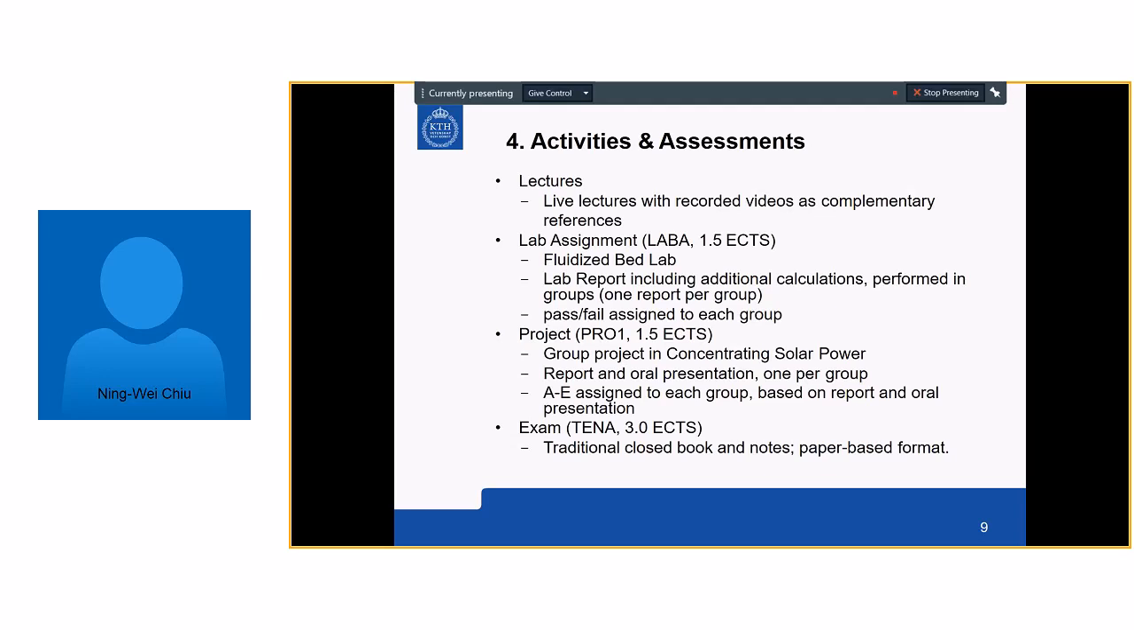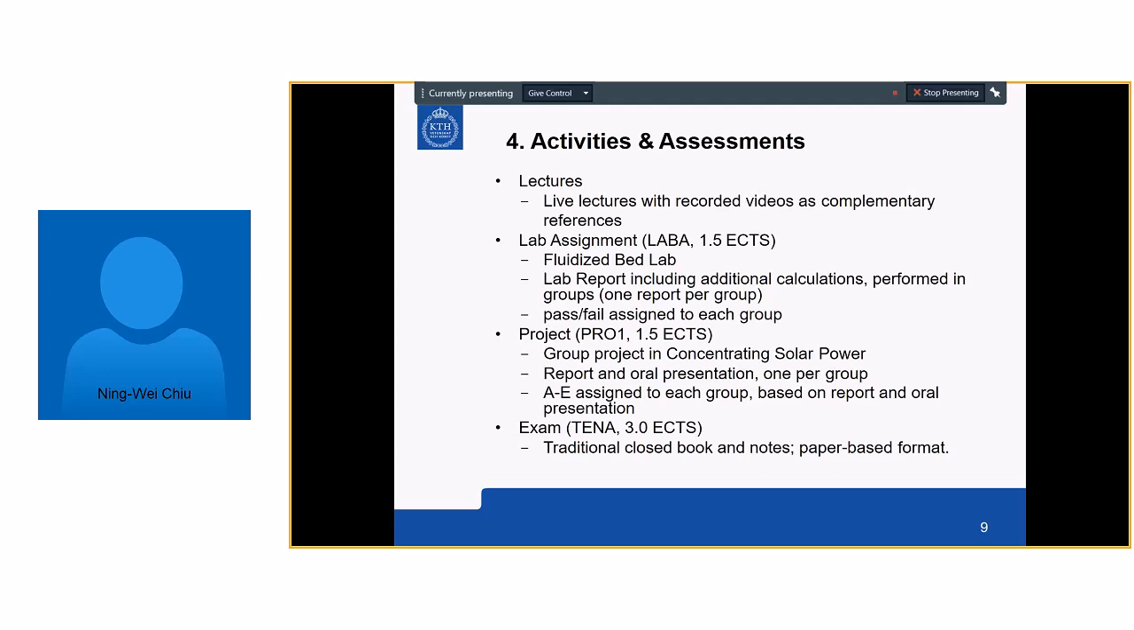Here you will be graded from A to E. Actually A to F, but F means fail, so don't try to get F, try to get A to E. I will present you the deadlines as well.